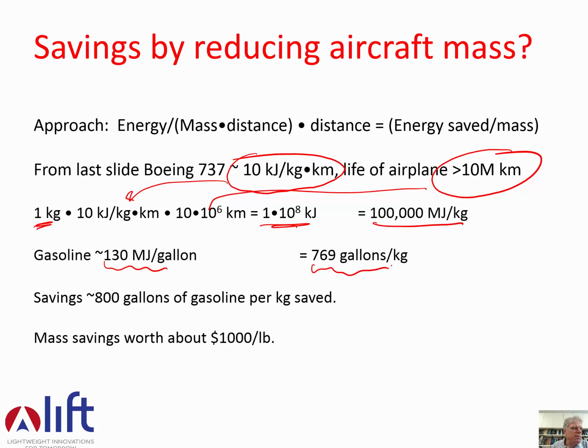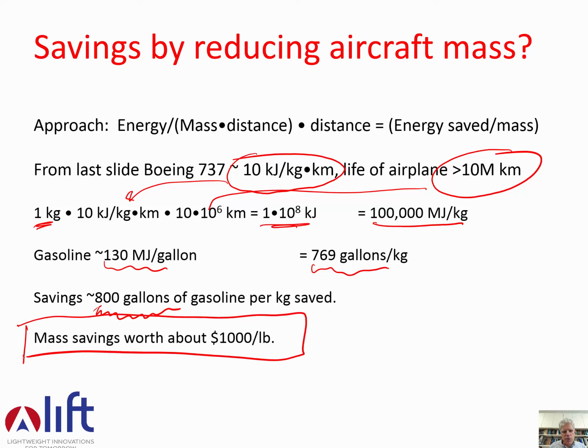This is why the airlines care how much your baggage weighs. They actually care about how much you weigh too, but they figure that's a little bit personal. They don't want you carrying extra baggage because it costs them real money, and if you imagine that extra weight is in there every flight, boy, that costs them a lot of money. So in an airplane, you can save about 800 gallons of gasoline for every kilogram that's saved. So mass savings in this case is worth about $1,000 a pound.